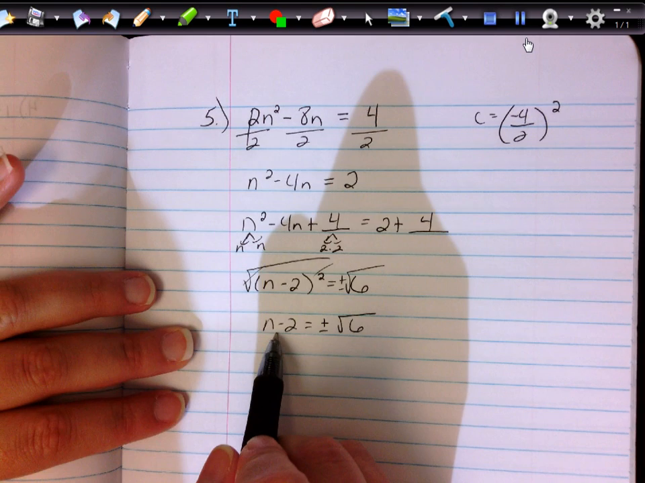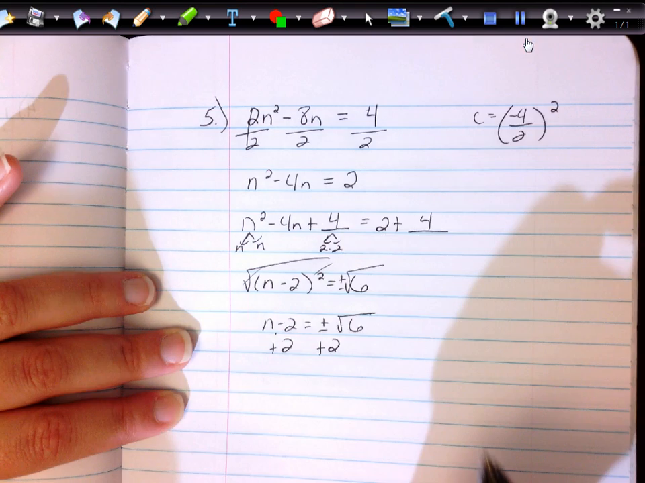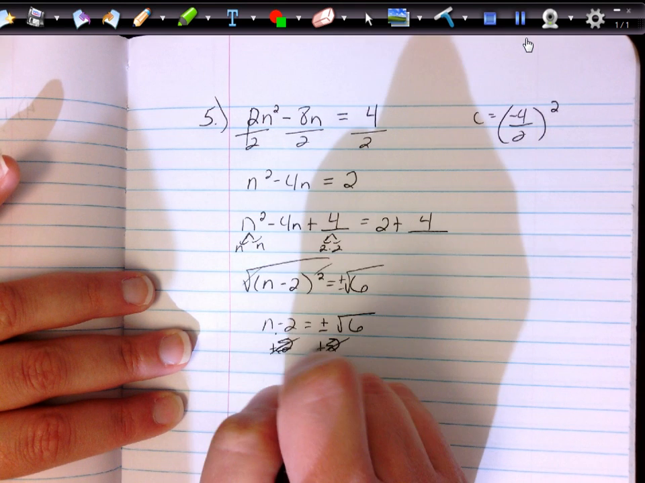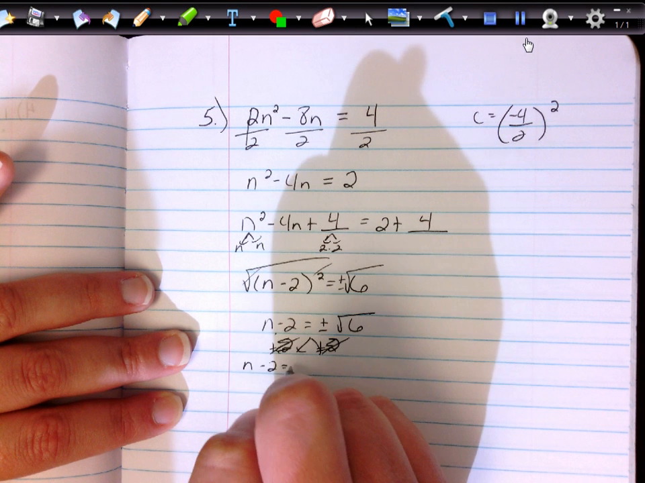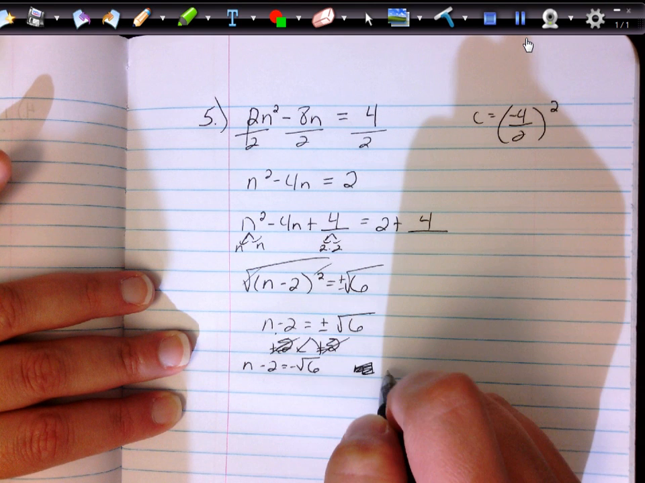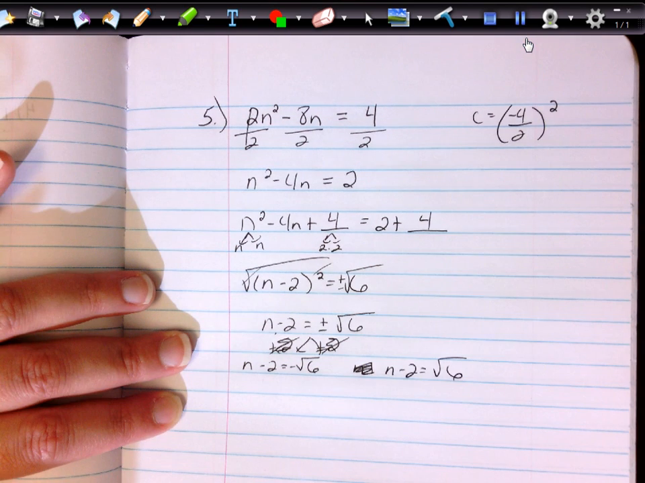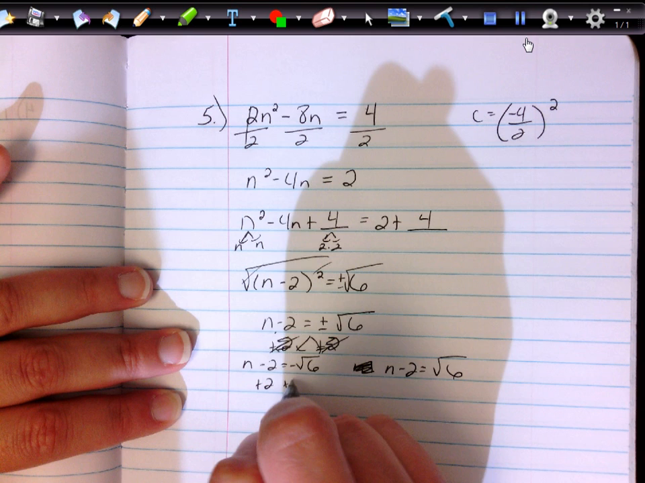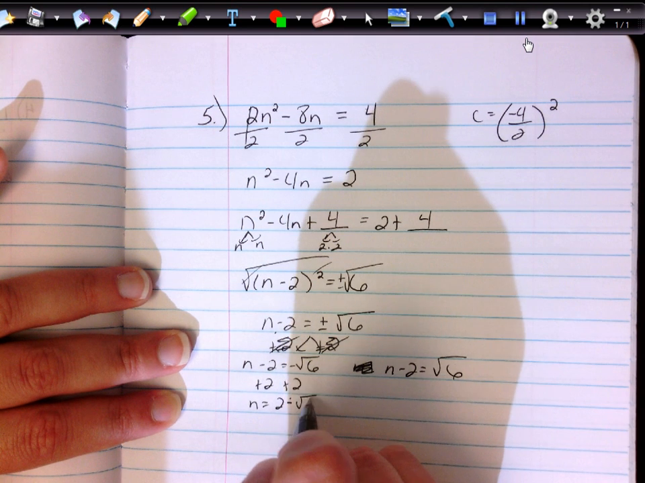Now I need to move that 2, so I'm going to add 2 to both sides. Or if you wanted to, you could go ahead and split this up into 2, since that's what we've been doing. And we're going to say n minus 2 equals negative square root of 6, and n minus 2 equals positive square root of 6. We're going to add our 2 to both sides here. We get n equals 2 minus the square root of 6.